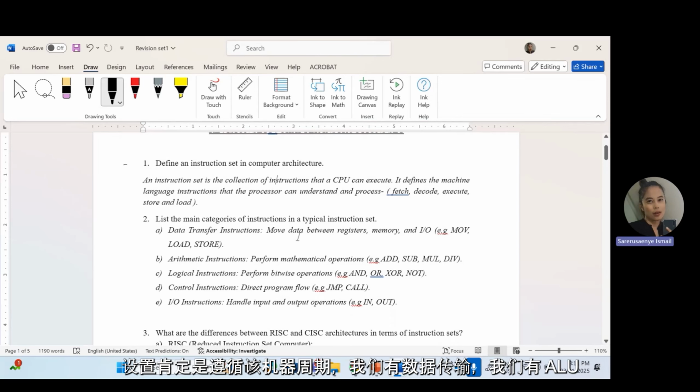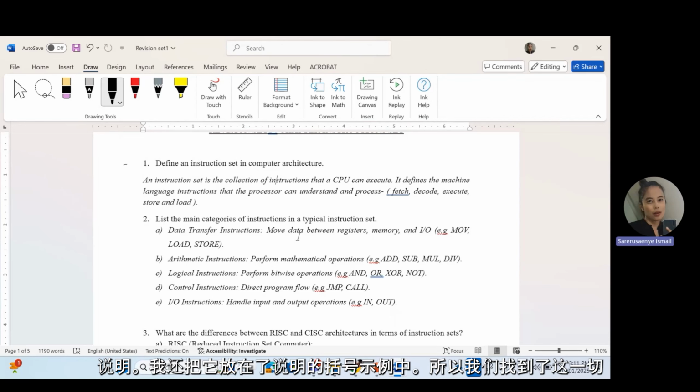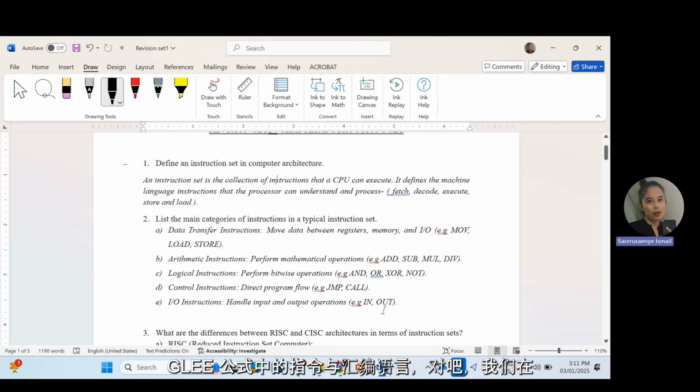We have data transfer, ALU instructions, control units, and input and output units. So this is typical of the instruction categories, and I also put examples of the instructions in brackets. We find all these instructions in assembly language, so you should be familiar with it, right?